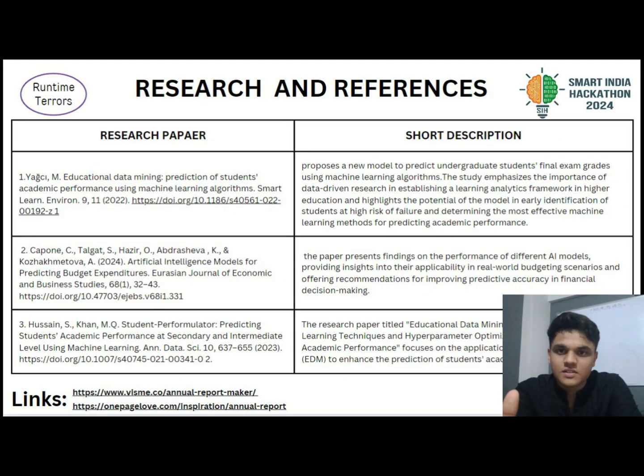Going with the research and references, you can read it. It's about Capone and Hassan S. Khan. These are a few research papers and the short description we have given on the right side of the slide.